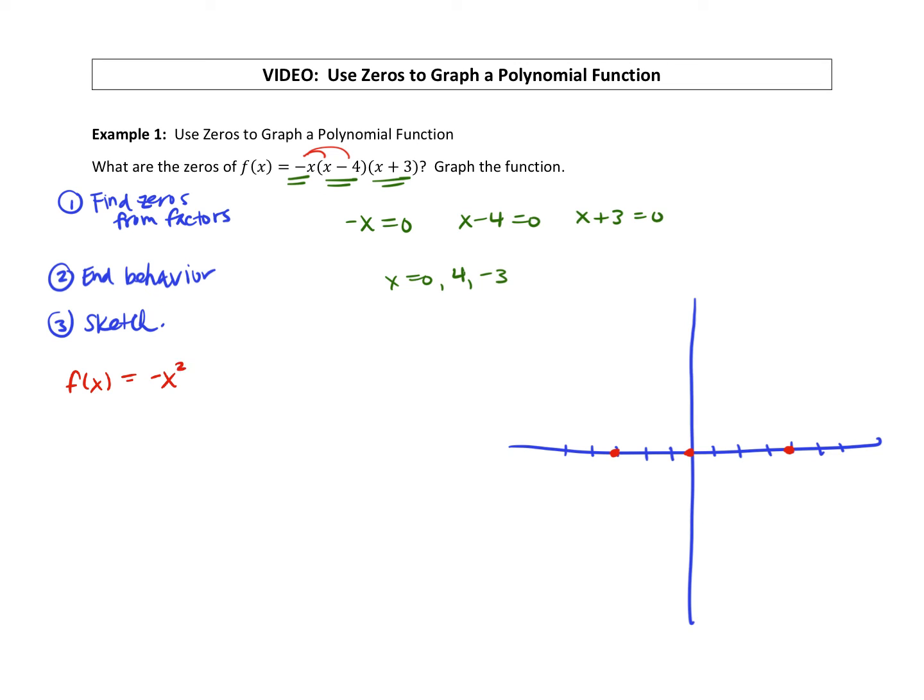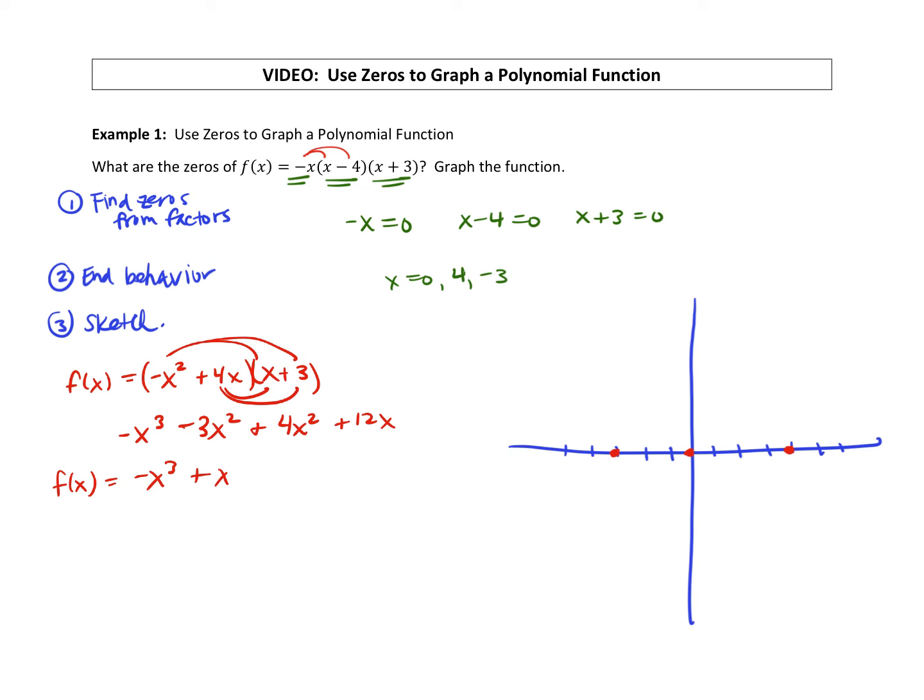We get a -x squared plus 4x. I'm going to carry down the second factor, x plus 3, and let's multiply this out. We get a -x to the third power minus 3x squared plus 4x squared plus 12x, and we have a couple like terms to combine. So standard form, -x cubed plus x squared plus 12x.